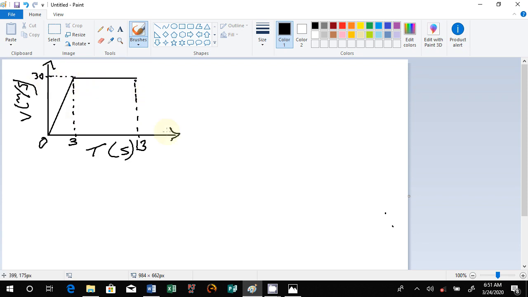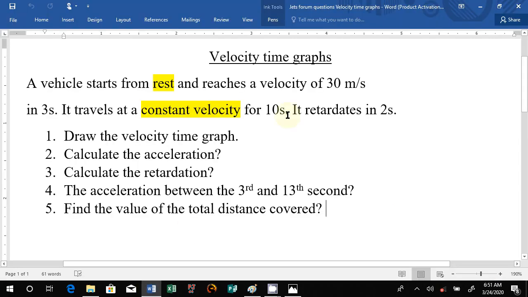Then we go back to the question again. The last part says it retards in 2 seconds, and that part is very important. Retards. What is to retard? Now, the word retard in English has been used sometimes to describe brain activities. They would say that one is a retard. They mean the thinking capacity goes slow, it goes down. You are running mad, in other words. But in physics, when we say retards, we are looking at slowing down in speed. So this vehicle slows down in speed in 2 seconds.